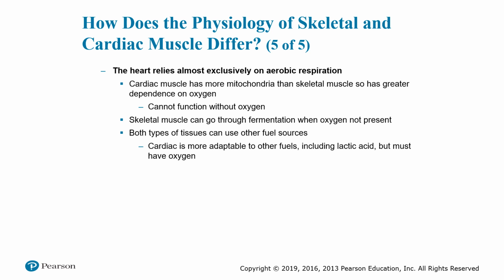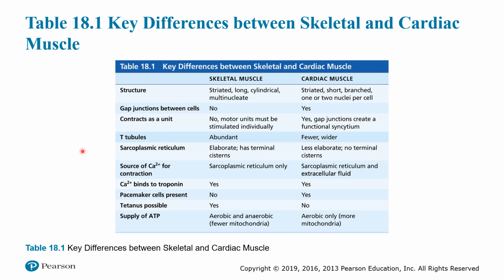Cardiac muscles, as we just read, have more mitochondria than skeletal muscle, and so they have a greater dependence on oxygen. Cardiac muscles cannot function without oxygen. Skeletal muscles can work without oxygen as well. Both tissues can use other fuel sources, but in fact cardiac is more adaptable to other fuels. But for the cardiac cell, oxygen has to be present. Now this table summarizes all of the differences we went over. You can revise this table to revise all the differences.